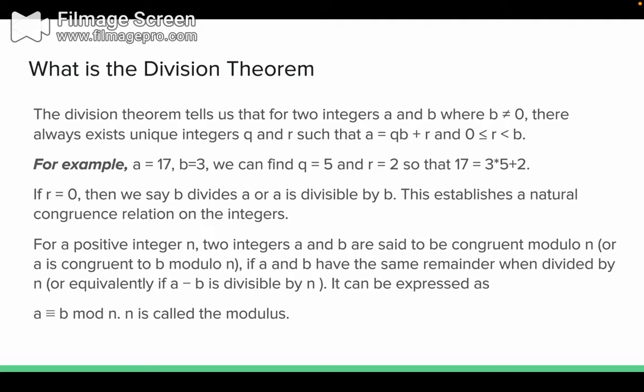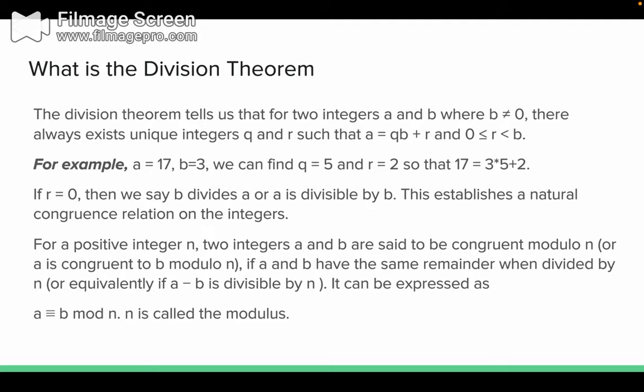If r equals 0, then we say b divides a, or a is divisible by b. This establishes a natural congruence relation on the integers. For a positive integer n, two integers a and b are said to be congruent modulo n, or a is congruent to b modulo n.